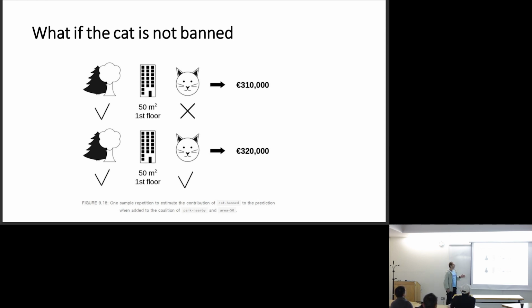Then you look into other rows of the data set, and you try to find what happens if all the other features are the same, and you have first floor, the cats are banned, but in the second one you see what the model would predict. You can see that if you allow cats in the house, the price of the house would increase by 10,000. So to calculate the feature importance, you can look into all the rows, and then look into the marginal contribution of each feature.